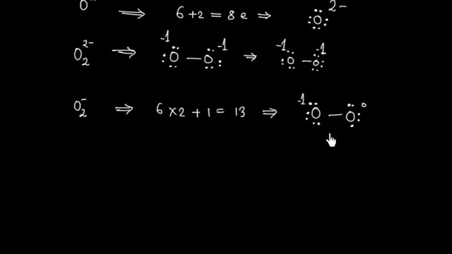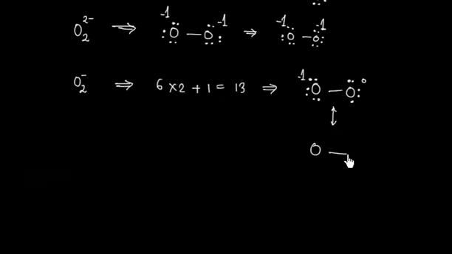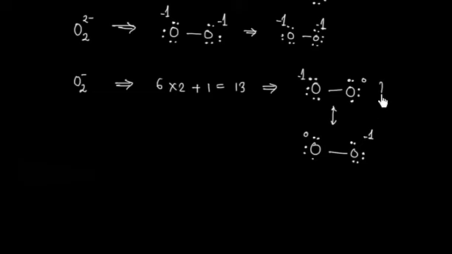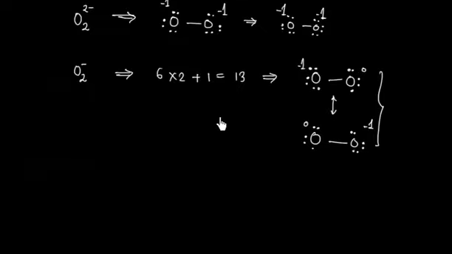If somebody wants, one can write another resonating structure. In that case this oxygen will contain 5 electrons and this oxygen will contain 6 electrons. One can write something like this. So if this contains 6, this means this will have minus 1 formal charge and this will have 0 formal charge. So if you find the average, this oxygen will contain minus half charge, this oxygen will also contain minus half charge. So you see, we have seen 3 kinds of oxygen. One oxygen that contains minus 2 charge, O2 minus, another O2 2 minus, another is O2 simple minus.